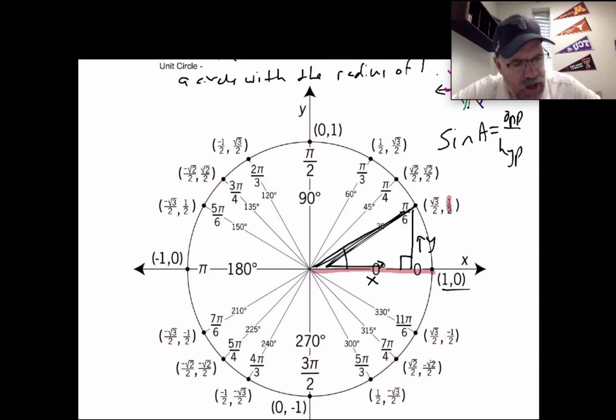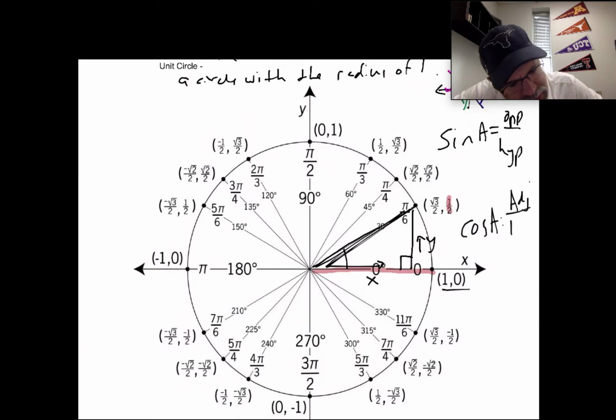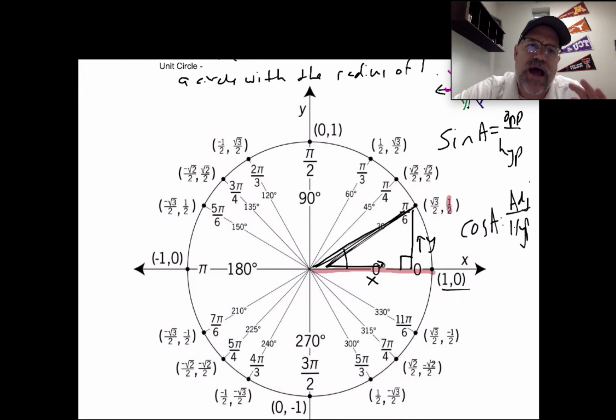Cosine of A is adjacent over hypotenuse. Now we just said the hypotenuse is 1, so really it's just the length of the adjacent, and adjacent is my x value. So in this case, my x value is square root of 3 over 2. So my x value represents my cosine, my y value represents my sine. So really what the unit circle is, it's a list of sines and cosines of angles.